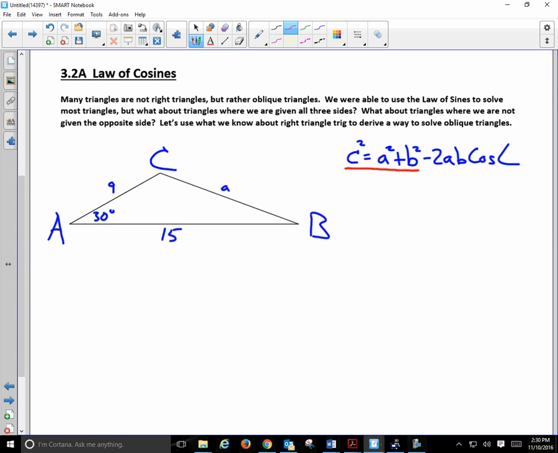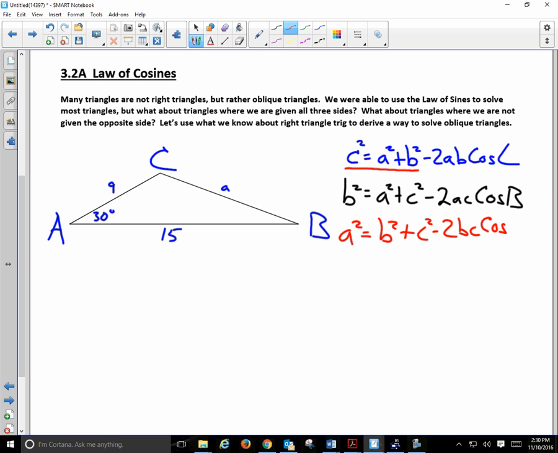So we can actually write this another way. Suppose you want to find side B. B squared is equal to A squared plus C squared minus, now it's going to be 2 times what? A times C, and it's going to be cosine of what angle? B. Or you can write it a third way. A squared is going to be equal to B squared plus C squared minus 2BC cosine of A.